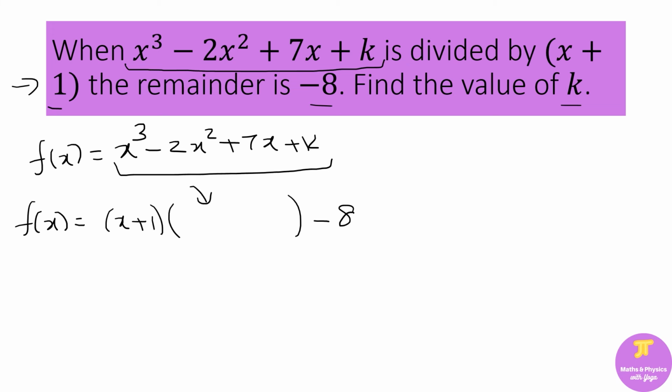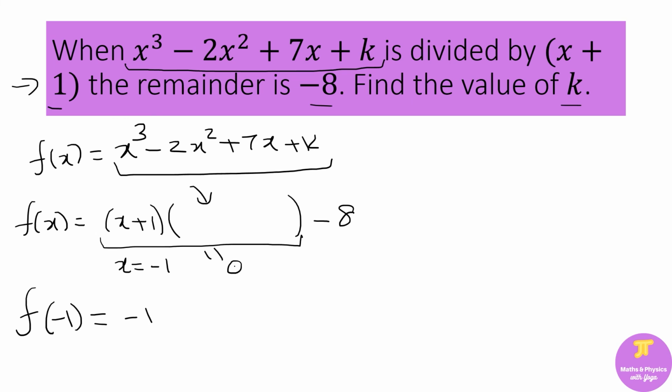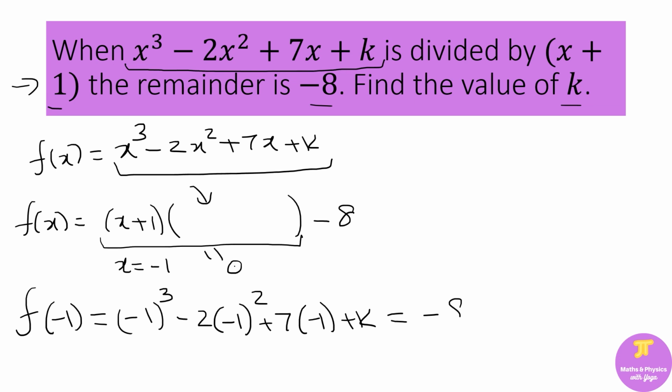Okay, so the idea of the remainder theorem is to make this whole thing 0. If you want to make the whole thing 0, all you need to do is substitute x equal minus 1. So f(minus 1) is actually minus 1 cubed. We need to substitute minus 1 in this equation, right? Minus 2 times minus 1 squared plus 7 times minus 1 plus k, and this is equal to minus 8.